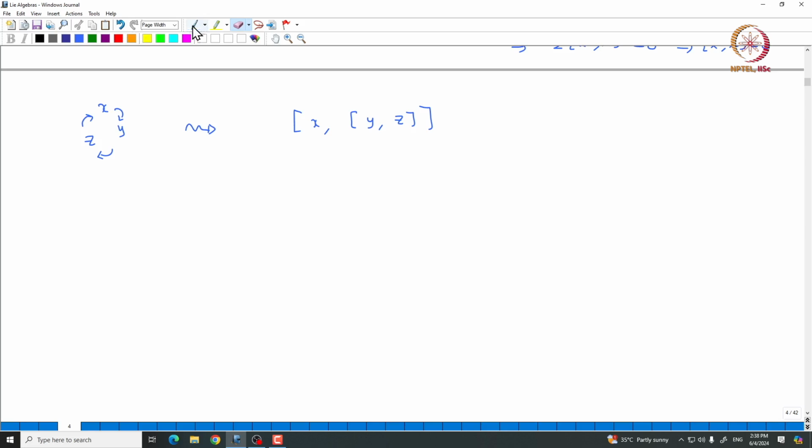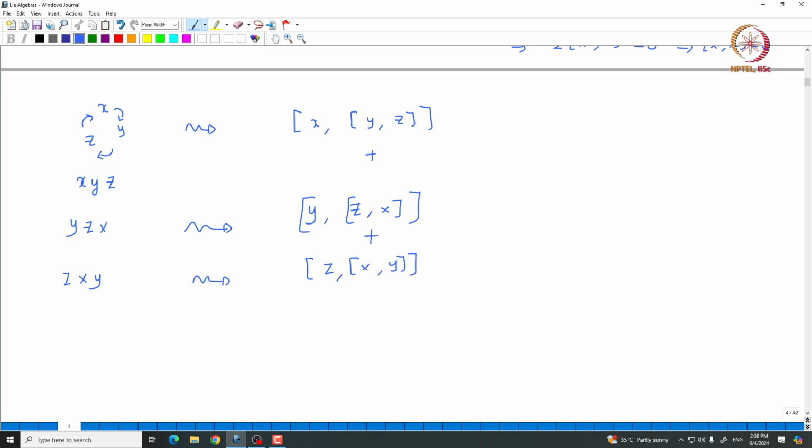So let us write it in word notation. This is x, y, z. Then this will become y, z, x. So that is the correct word, and then z, x, y. So addition of these three things must be 0. So that is why one remembers the Jacobi identity. So now one can actually rewrite this using what are called ad x maps.